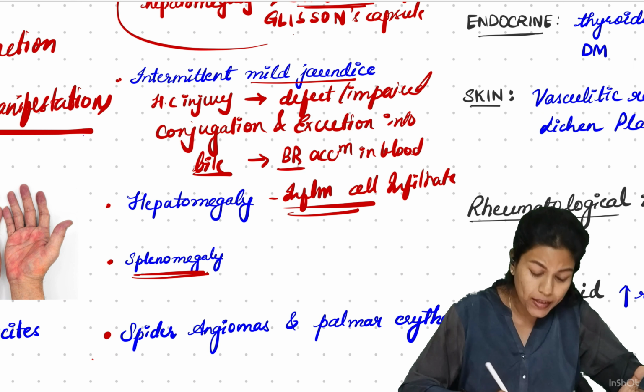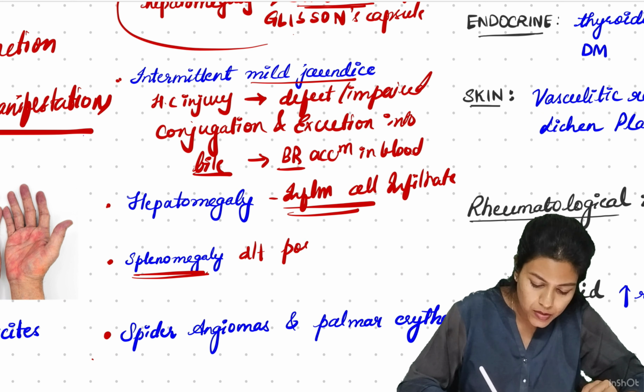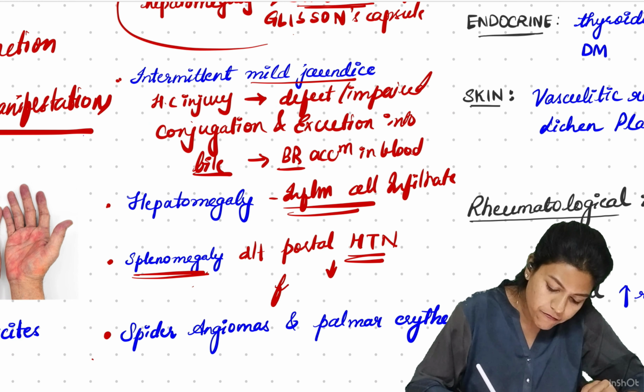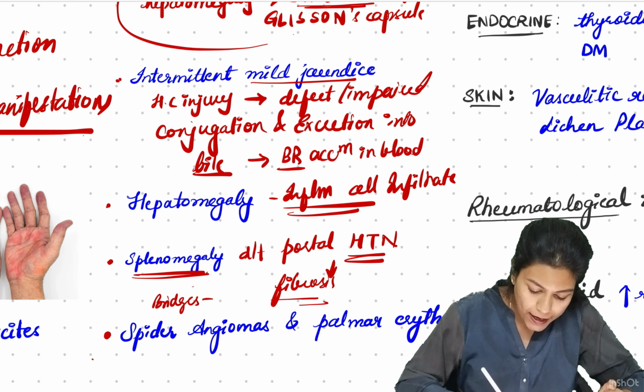And there is splenomegaly. Splenomegaly is because of portal hypertension. Why is there portal hypertension? Portal hypertension is because of fibrosis. In chronic viral hepatitis, when it progresses further to fibrosis, as we have discussed in morphology, the bridging fibrosis and the regenerative nodules are present.